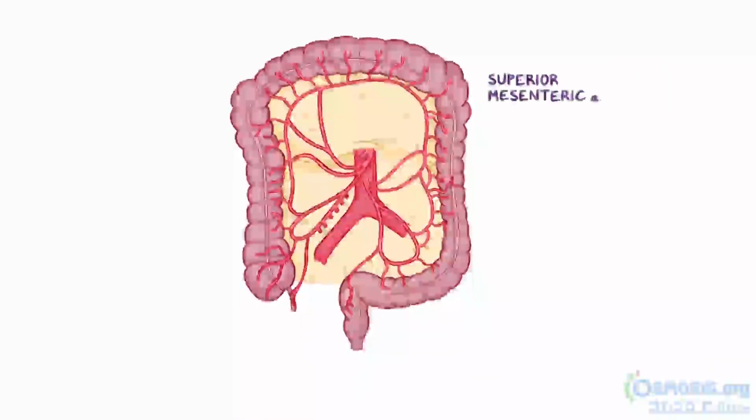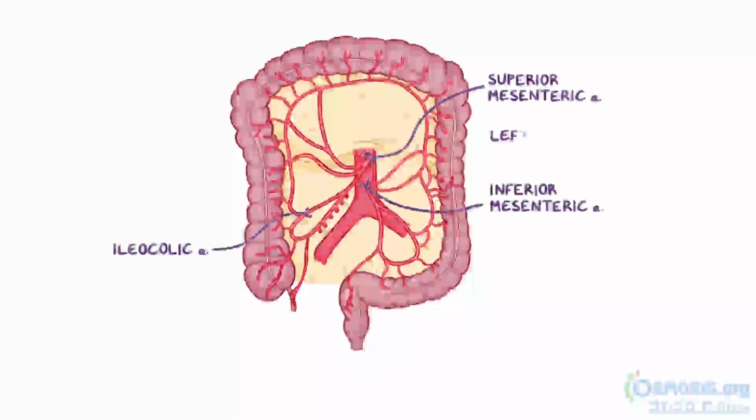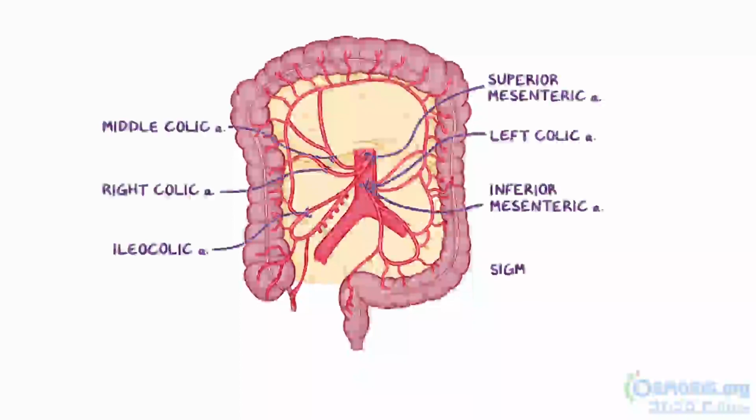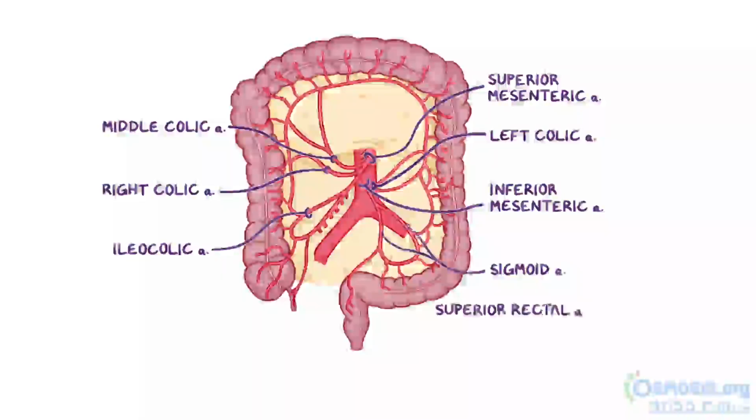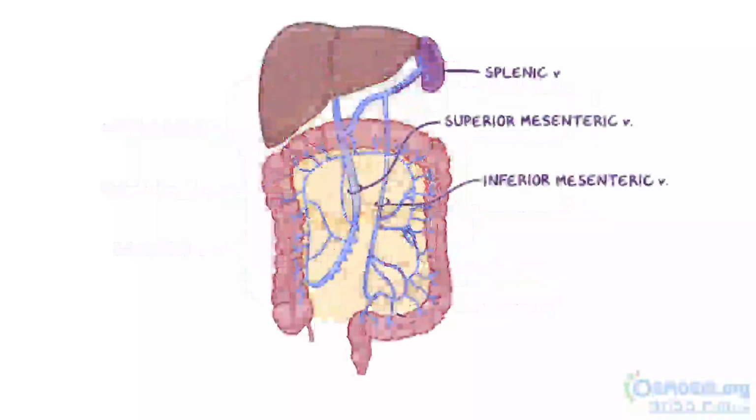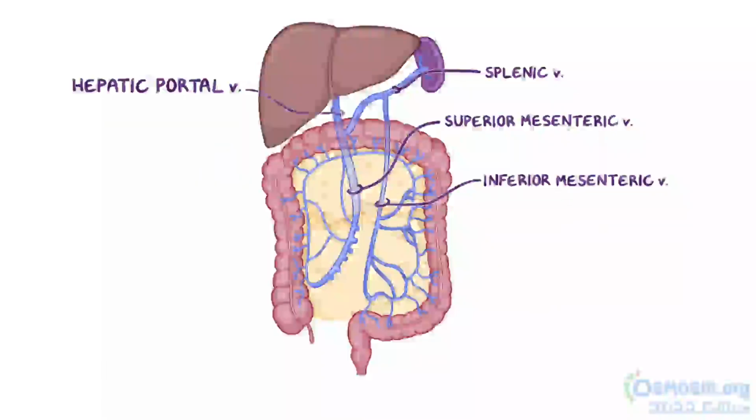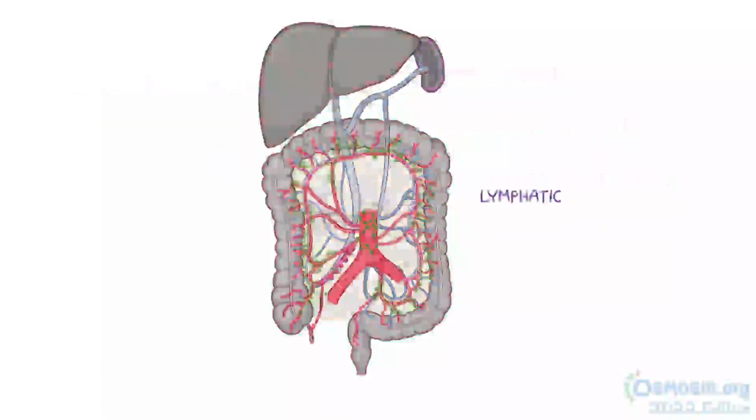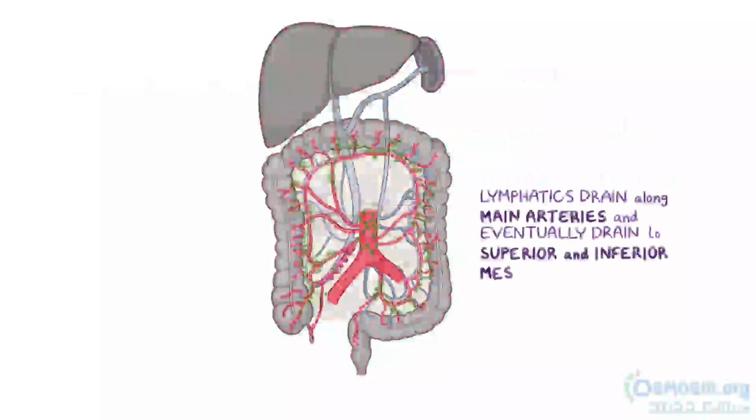The large intestine is supplied from the SMA and IMA via the ileocolic, left colic, middle colic, right colic, sigmoid, and superior rectal arteries. Veins follow arteries and have the same names, and eventually drain into the hepatic portal vein. Lymphatics drain into the nodes of the main arteries supplying the colon and eventually drain into the superior and inferior mesenteric nodes.